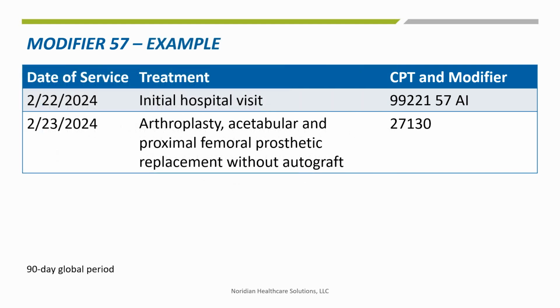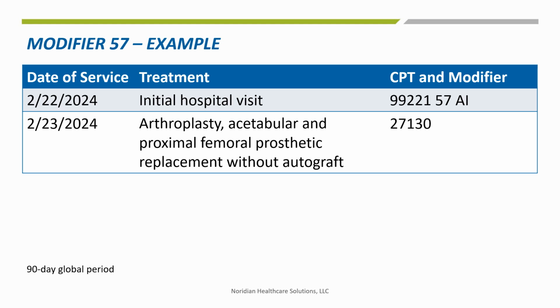In this example, a surgeon was called in and admitted the patient to the hospital. At that time, the decision was made to have surgery the next day. The modifier 57 is appended to the 99221 visit. The surgeon was the admitting provider, and modifier AI is also appended to identify the principal physician of record.